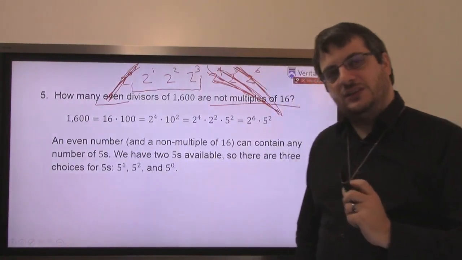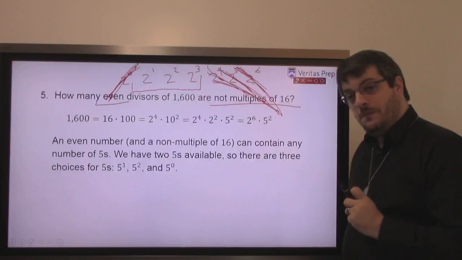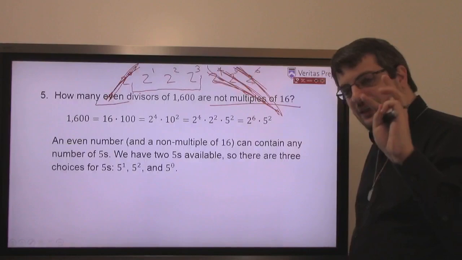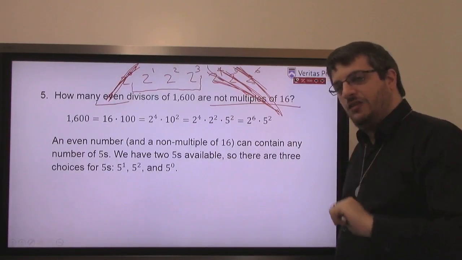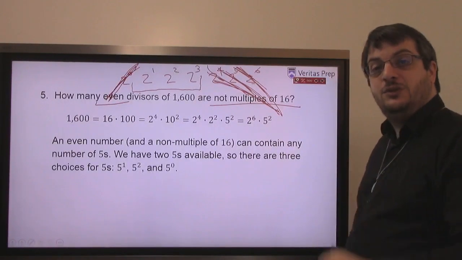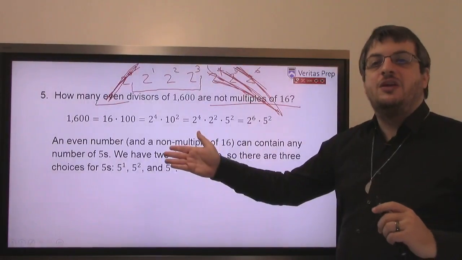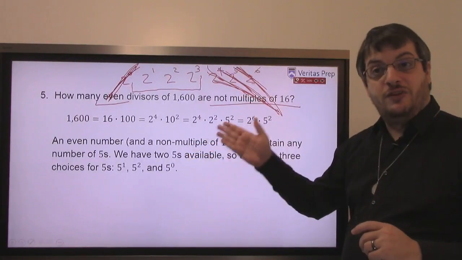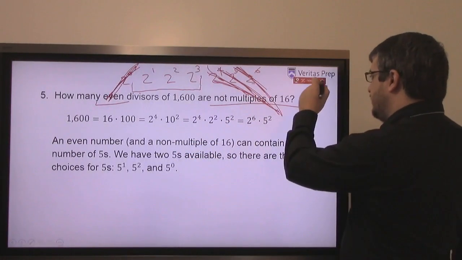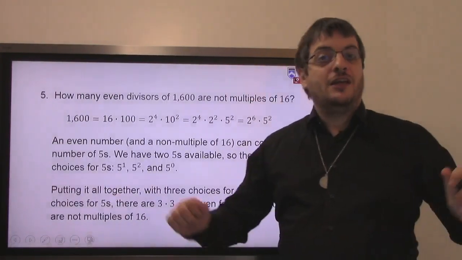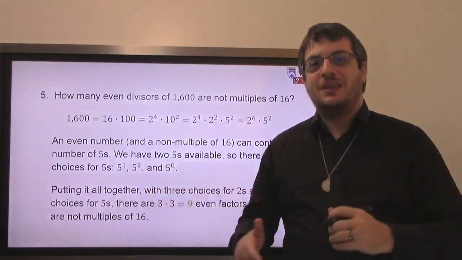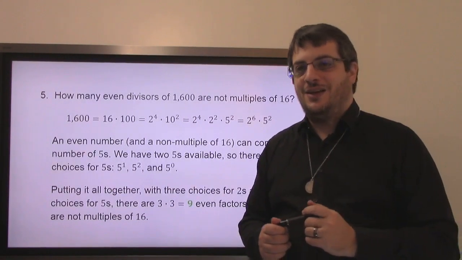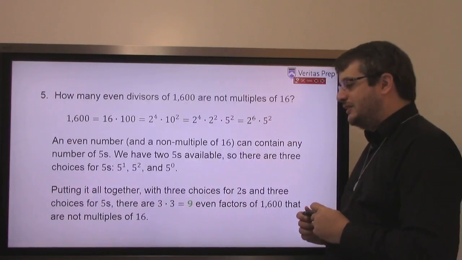That's why there were 3 choices, Dhruv. Okay? I had 3 choices for the 2s. 2 to the 1st, 2 to the 2nd, 2 to the 3rd. They're all giving me even, but not giving me 16s. And I have 3 choices for the 5s. Any number of 5s I want is fine. The even has nothing to do with it. The 16 has nothing to do with it. You want 1 5 or 2 5s or no 5s, that's fine. So I got 3 choices for 2s. I got 3 choices for 5s. Number theorists multiply, remember. I multiply, not add, and 3 times 3 is 9. There are 9 even factors of 1600.